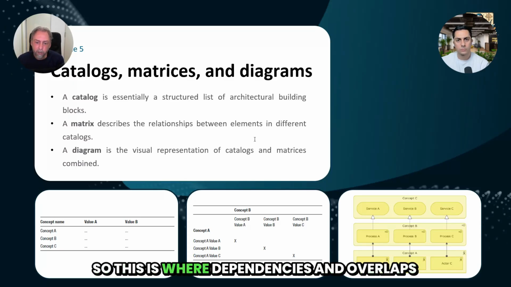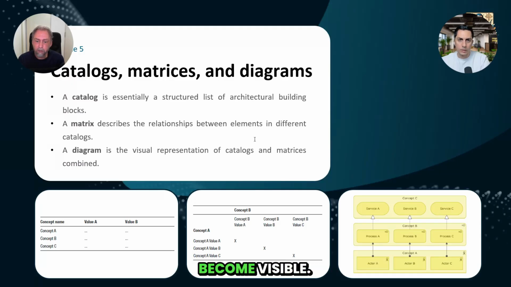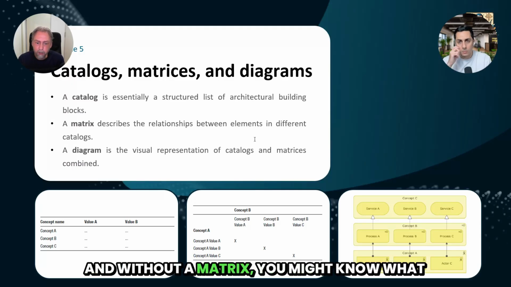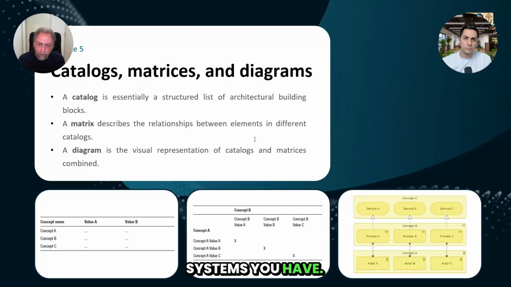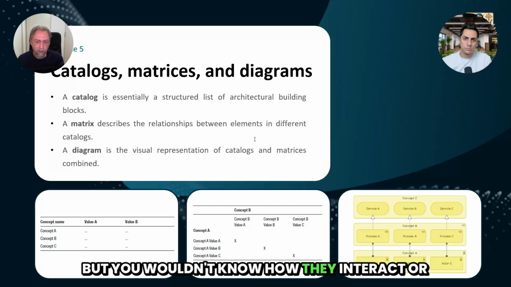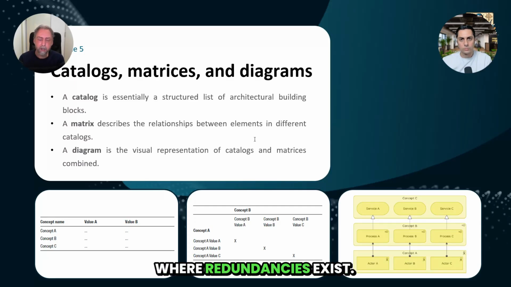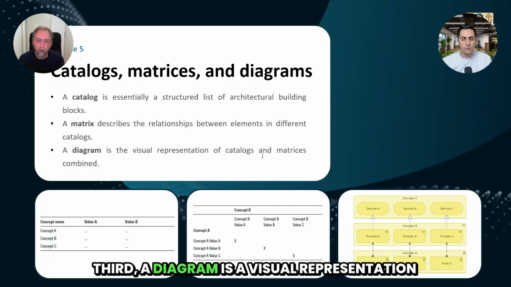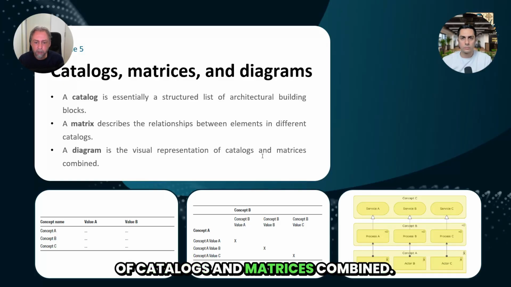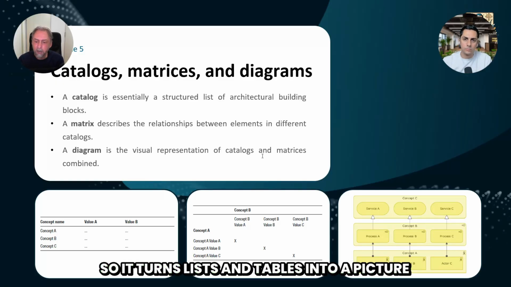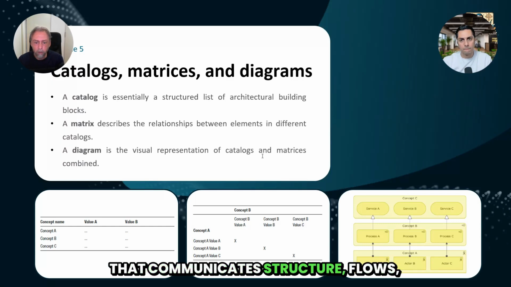So this is where dependencies and overlaps become visible. And without a matrix, you might know what systems you have, but you wouldn't know how they interact or where redundancies exist. Third, a diagram is a visual representation of catalogs and matrices combined. So it turns lists and tables into a picture that communicates structure, flows, and interactions at a single glance.